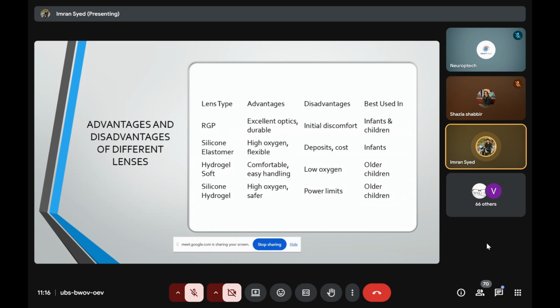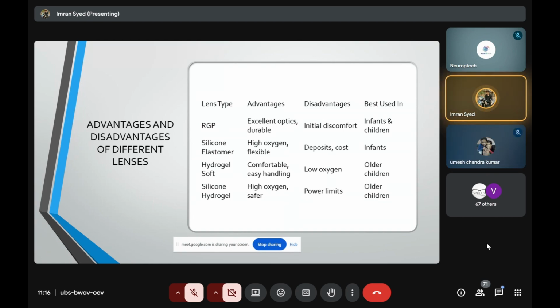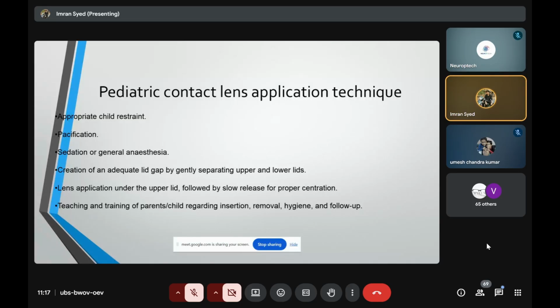And the hydrogel lenses, like HEMA lenses and your silicone hydrogel lenses, both can be given to older children. But in silicone hydrogel, there are power limits. You cannot give high power. In hydrogel HEMA lenses, the oxygen permeability is less. So these are the advantages and disadvantages of the different lenses, and in which age group you have to consider them. So, application technique.